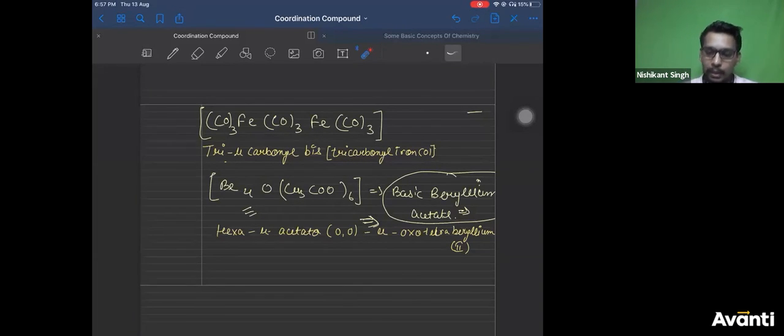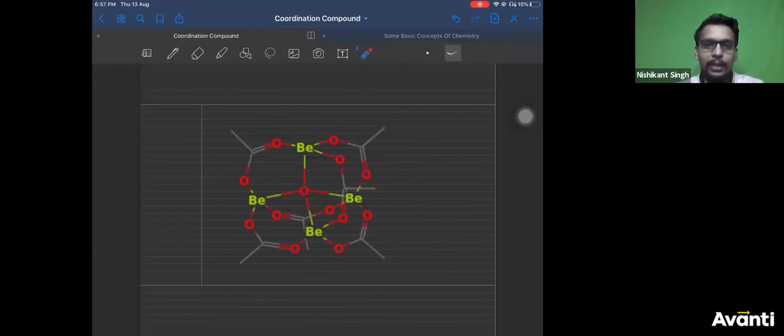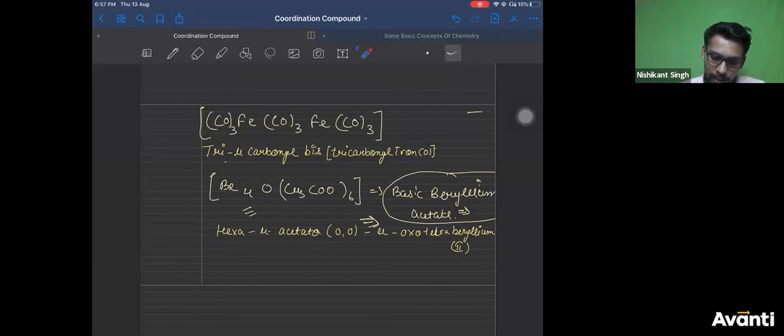Two complexes: basic beryllium acetate, right? This is the structure of basic beryllium acetate. How did I decide the central metal atom of the first one? This is easy, no, Gauri. In the first one, your central metal atom is iron. It is iron only, no, Gauri. Yes, Gauri, it is iron.